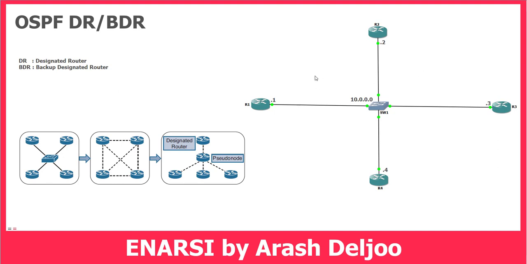Here, as you can see, we have four routers, R1, R2, R3, and R4. They are connected to one multi-access network. Here we have a multi-access network, not a point-to-point network. This is a broadcast multi-access network. In a broadcast multi-access network, as you can see, we can send a broadcast from R1, and this broadcast can be received by R2, R3, and R4.